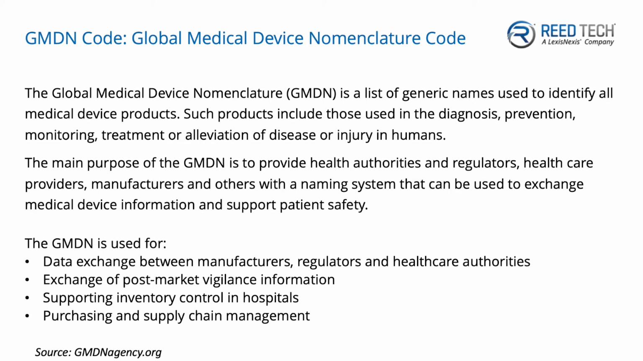The main purpose of the GMDN is to provide health authorities and regulators, healthcare providers, manufacturers, and others with a naming system that can be used to exchange medical device information and support patient safety. The GMDN is used for data exchange between manufacturers, regulators, and healthcare authorities, exchange of post-market vigilance information, supporting inventory control in hospitals, and purchasing and supply chain management.